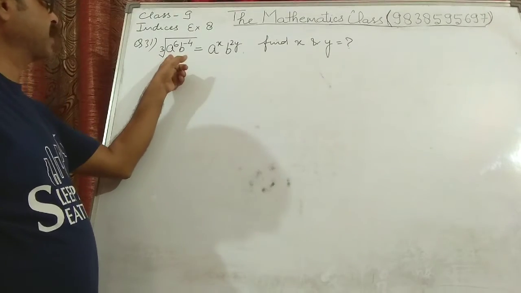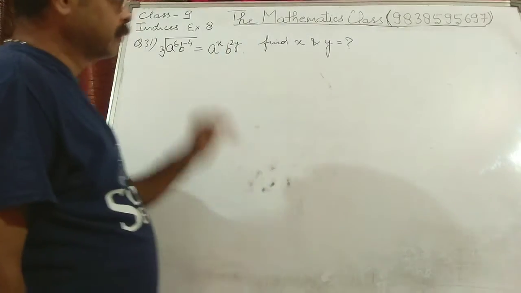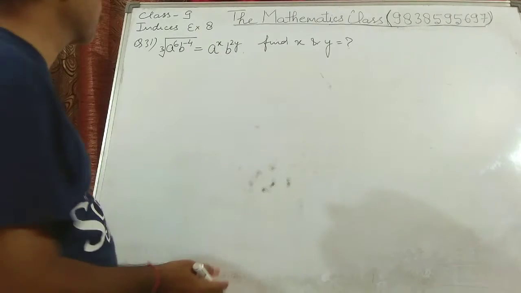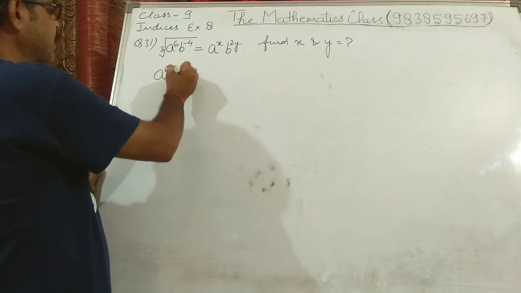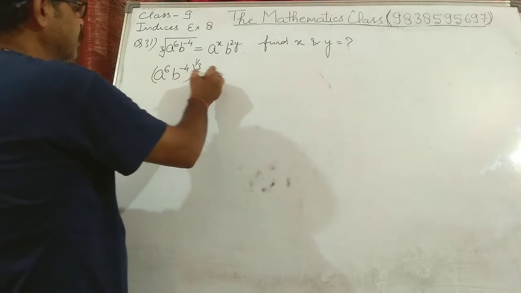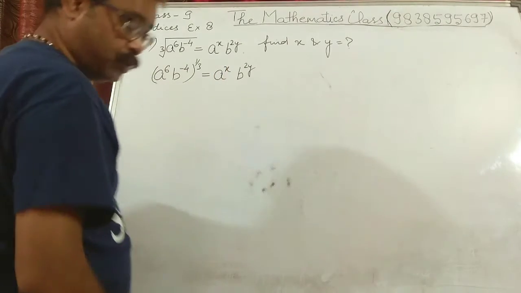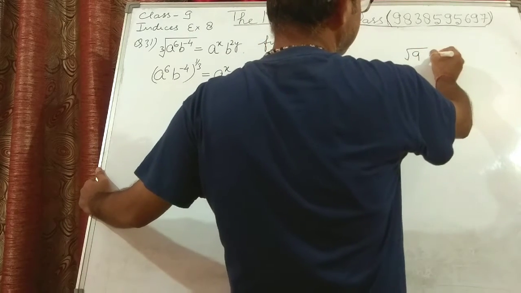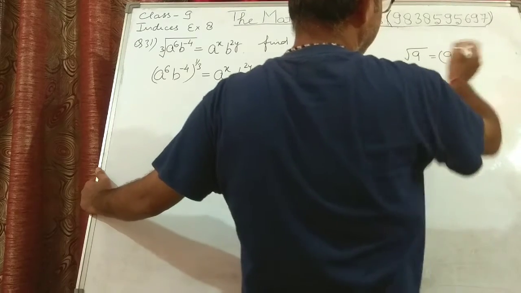They say cube root of a to the power x into b to the power minus 4 is equal to a to the power x into b to the power 2y. Find x and y. This question is almost the same as the 30th question or the previous question. This can be written as a to the power 6, b to the power minus 4, whole power 1 upon 3, is equal to a to the power x, b to the power 2y. We know that if it is written square root of 9, it means it can be written as 9 to the power 1 upon 2.